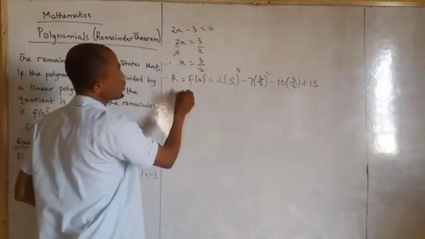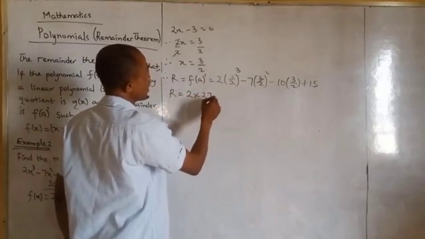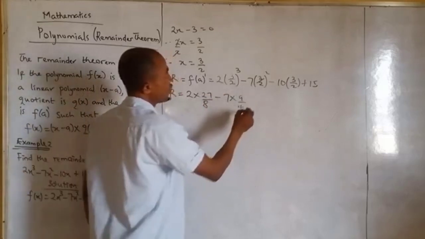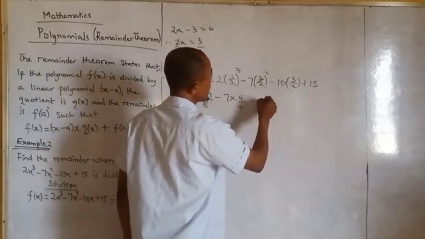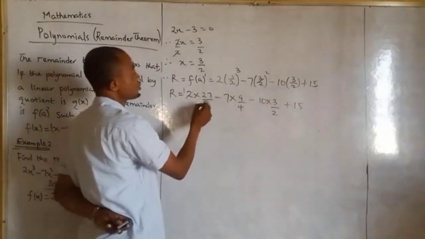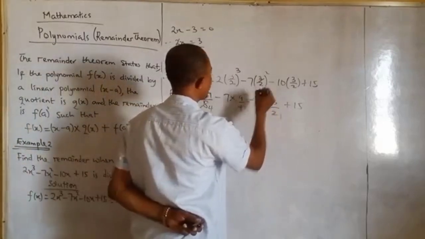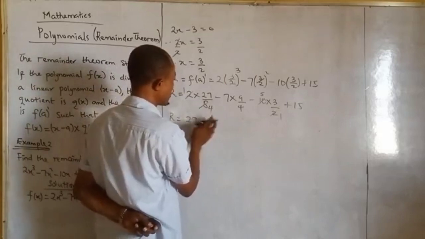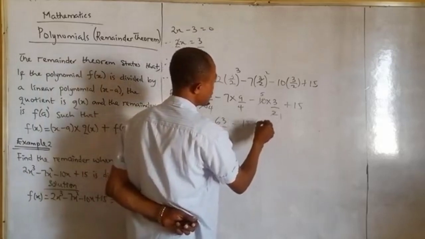So r now equals 2 multiplied by 3 over 2 cubed, which is the same thing as 27 over 8. Then minus 7 times 9 over 4, minus 10 times 3 over 2, then plus 15. Alright, so 2 goes in 8, that is 4. Then 2 goes in 10, that will give us 5. So my r equals 27 over 4 minus 63 over 4 minus 15, then plus 15.